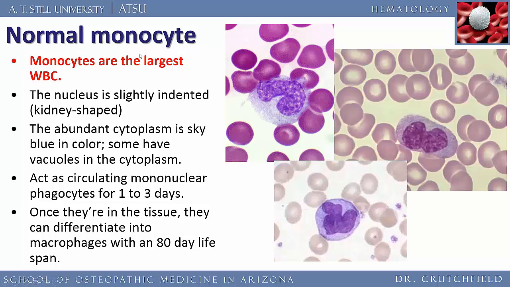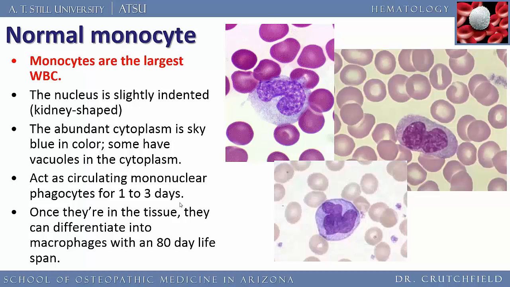So now let's look at a monocyte. Monocytes are the largest white cell. And remember, these are agranulocytes. They got a giant, sort of a bilobed, kidney-shaped nucleus. They've got a little more cytoplasm, which is sky blue. They're active in the circulation for 1 to 3 days. And then once they're in the tissue, they can differentiate into a macrophage and go have lunch on some bacteria with about an 80-day lifespan.